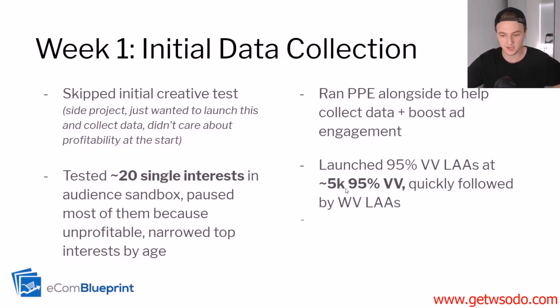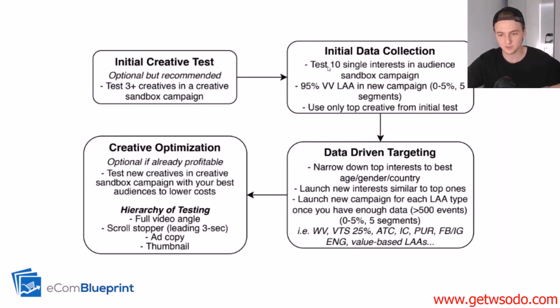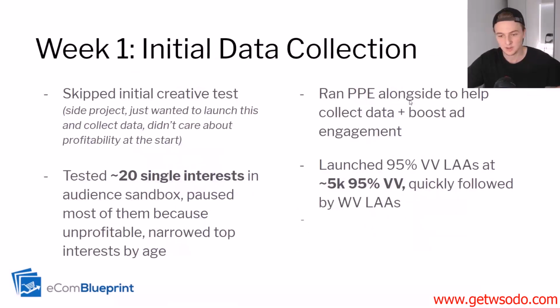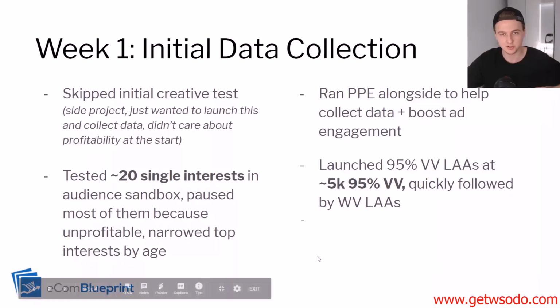And then once I had 5,095% video viewers from a mix of the 20 single interests and the PPE, I launched 95% video viewers lookalikes, followed by website visitors lookalikes. And so this is what I did the first week. It was just the initial data collection phase, like I wrote here. You're testing single interests, you're testing 95% video viewers lookalikes, and I also tested website visitors lookalikes. So let me hop into Ads Manager to show you all of that.